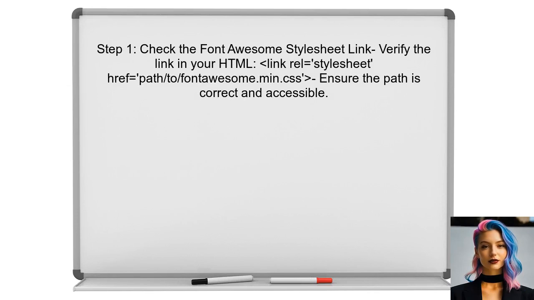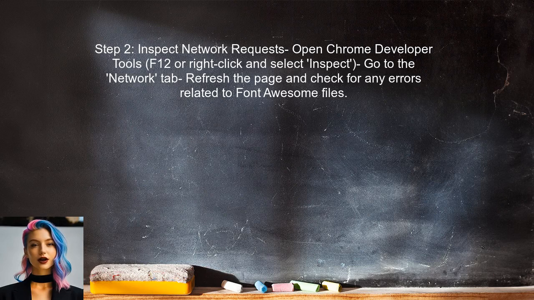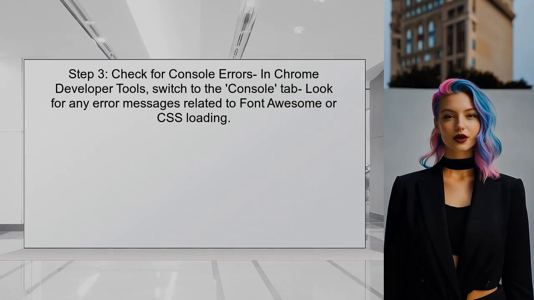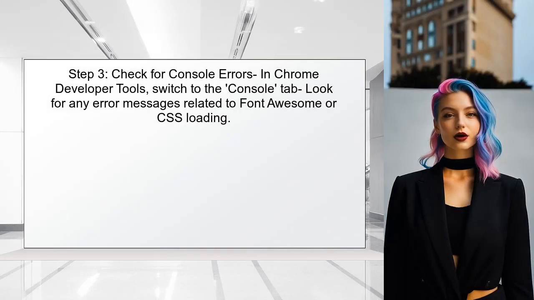To begin troubleshooting the issue with Font Awesome icons not displaying in Chrome, the user should first check the link to the Font Awesome style sheet in their HTML file. It's important to ensure that the link is correct and accessible. Next, the user should inspect the network requests in Chrome's developer tools. This will help identify if the Font Awesome files are being loaded correctly or if there are any errors. If the files are loading correctly, the user should then check the console for any error messages. This can provide clues about what might be going wrong.